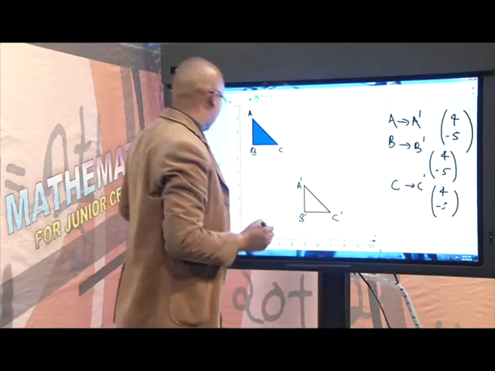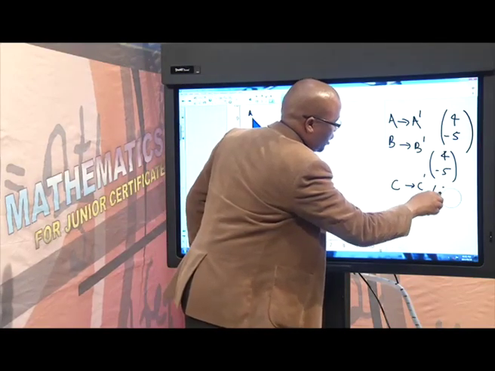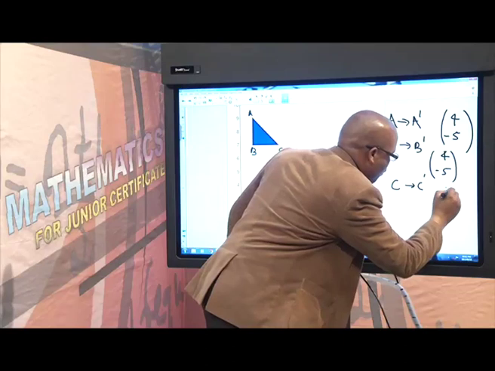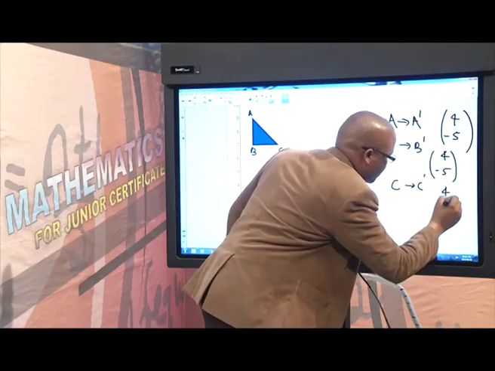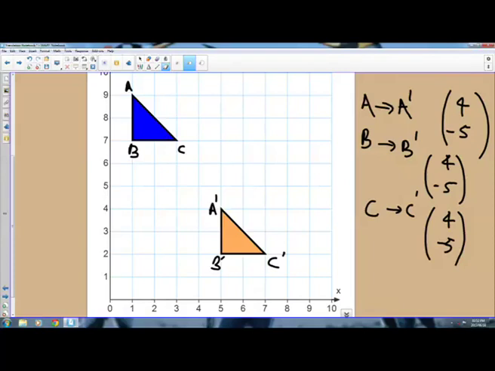Meaning the translation vector here should be 4, negative 5. So from C to C prime will also be 4, negative 5. This is simply saying the translation vector which maps triangle ABC onto A prime, B prime, C prime. The translation vector, which I want to denote by TV over here, is 4, negative 5. This is the translation vector which mapped the triangle ABC onto A prime, B prime, C prime.